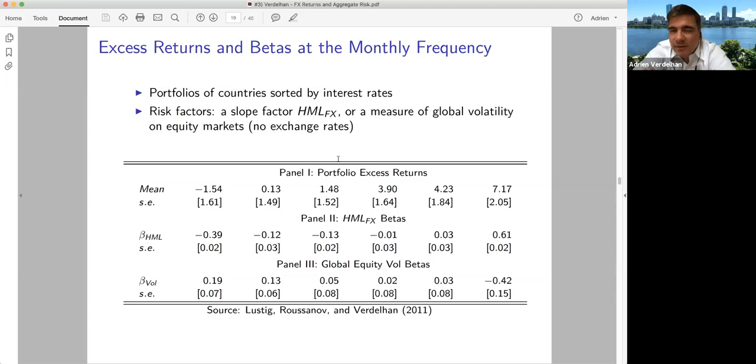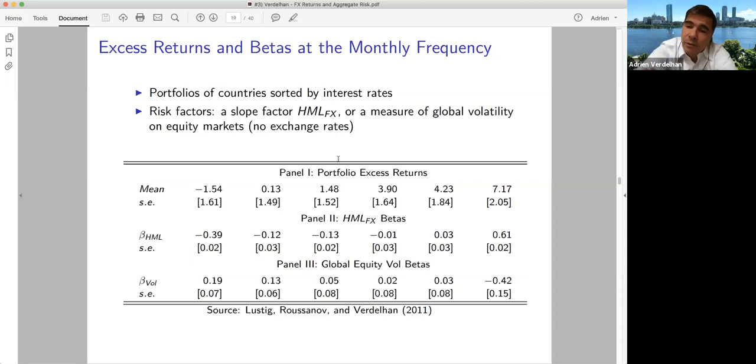So let me explain the sign. The sign is exactly what you would expect. In times when volatility spikes, shoots up, these are really bad times. You're going to lose money by investing in high interest rate currencies. And why are you going to lose money? Because those high interest rate currencies are going to depreciate.